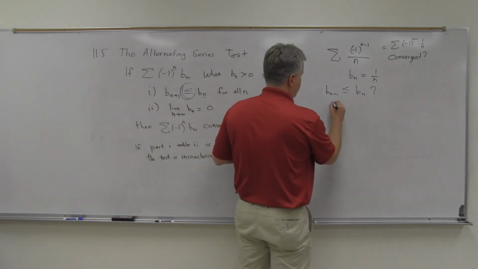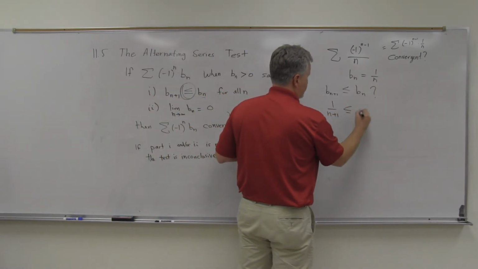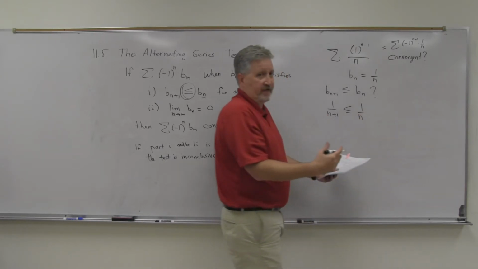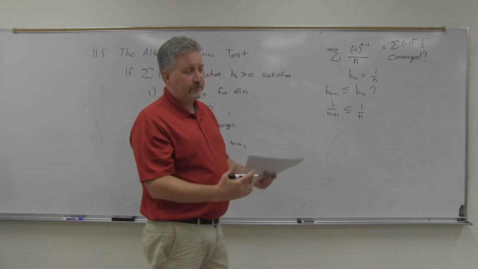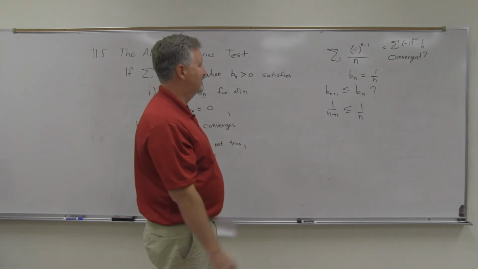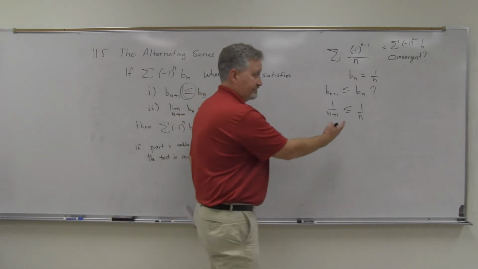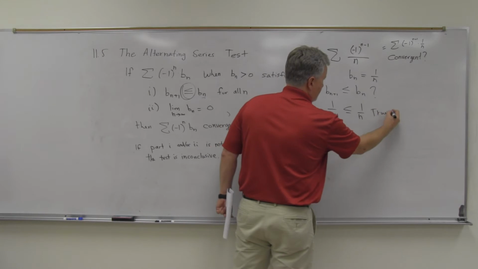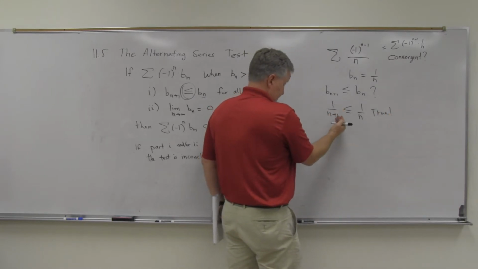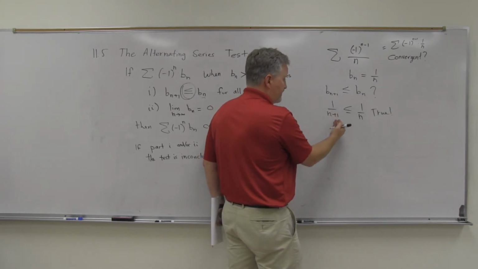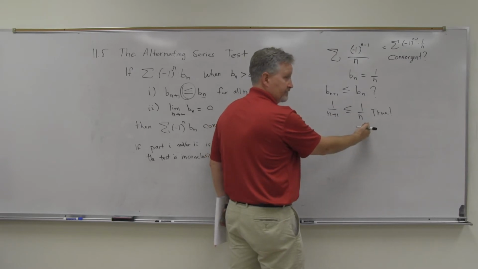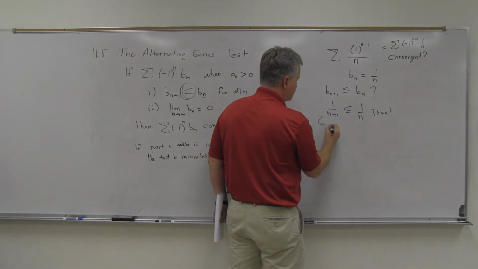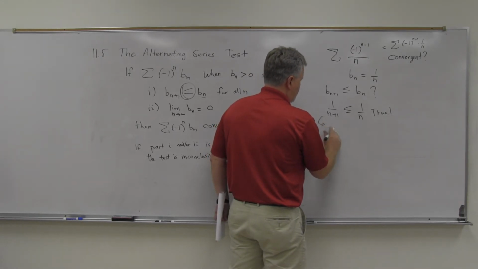B sub n plus 1 would be 1 over n plus 1, less than or equal to 1 over n. Sometimes just looking at it from that perspective gets it. And we'll look at another one where we might have to rely on other things to show this, but that is true, isn't it? Again, the denominator's bigger here, so 1 divided by a bigger denominator is less than its counterpart over there, right? Larger denominator.